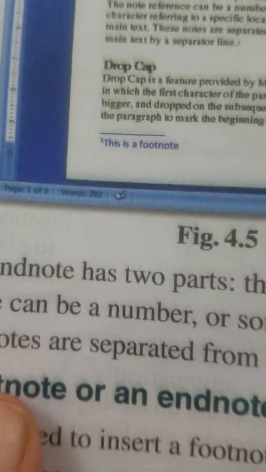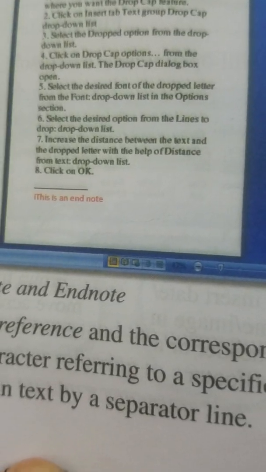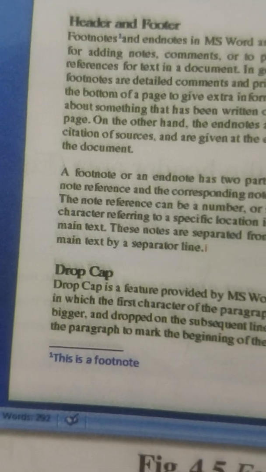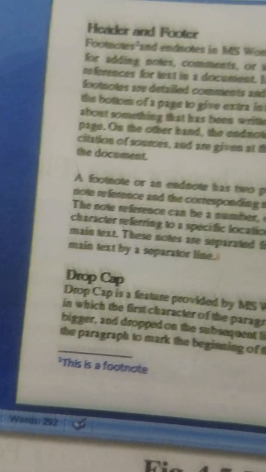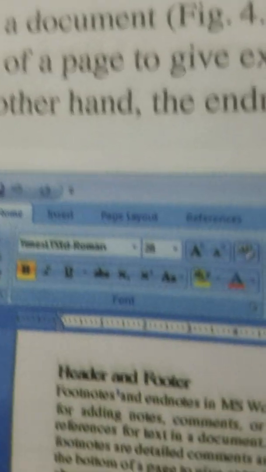These notes are separated from the main text by a separator line. As you can see in figure 4.5, where they have written this is a footnote, they have indicated it with 1, and in the text they have indicated 1 also.